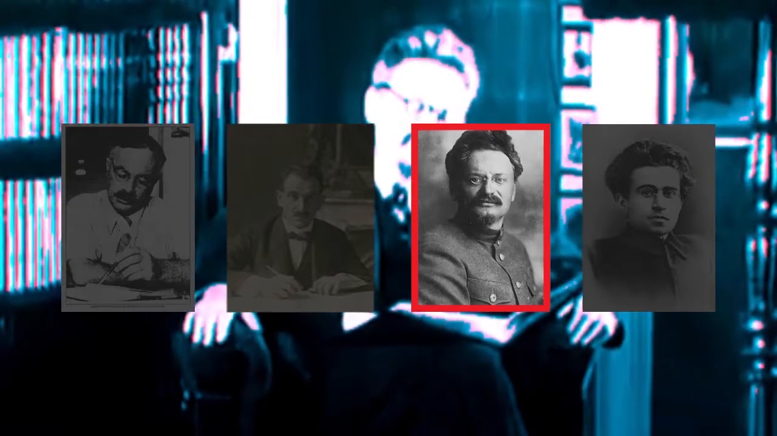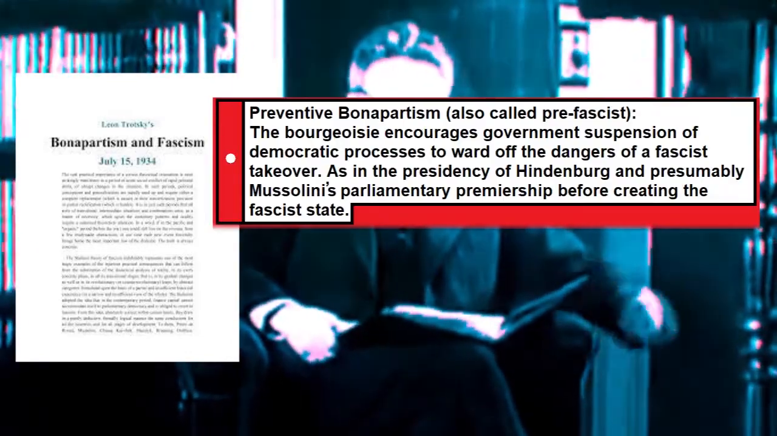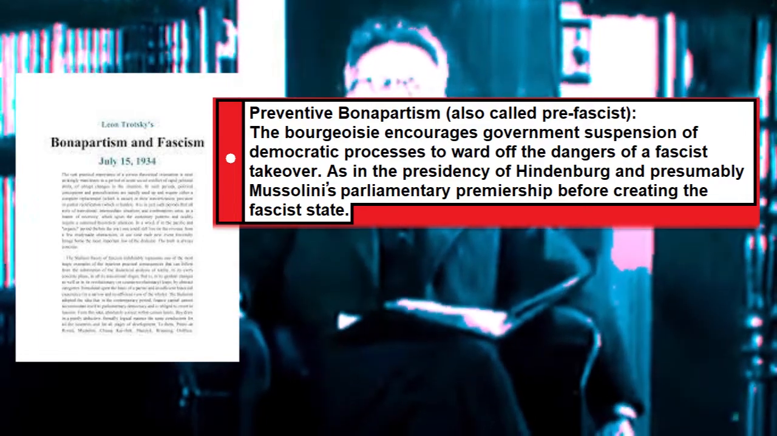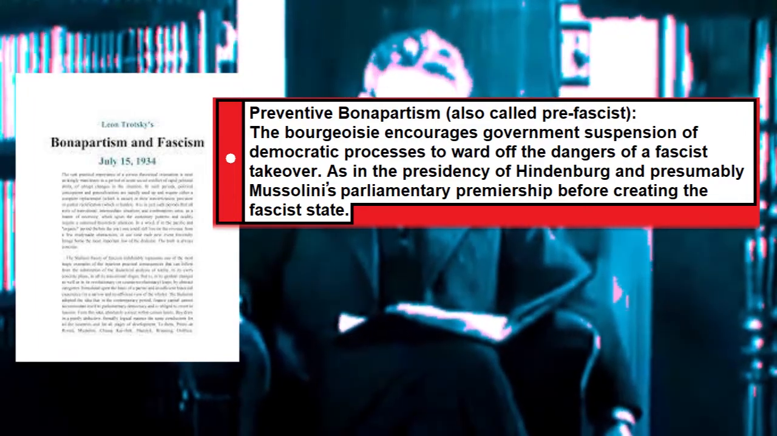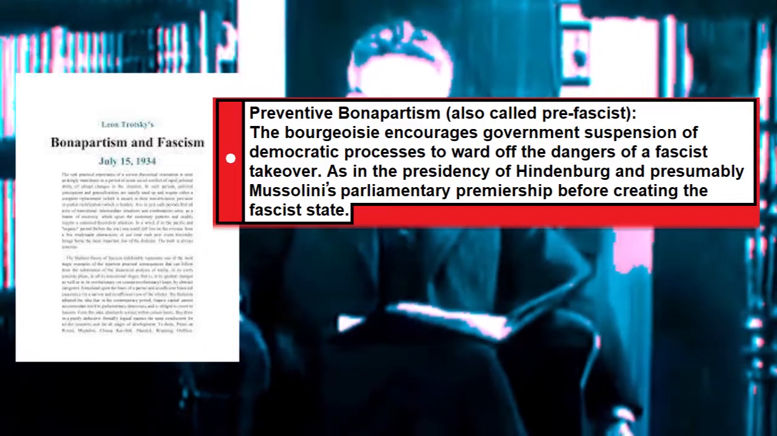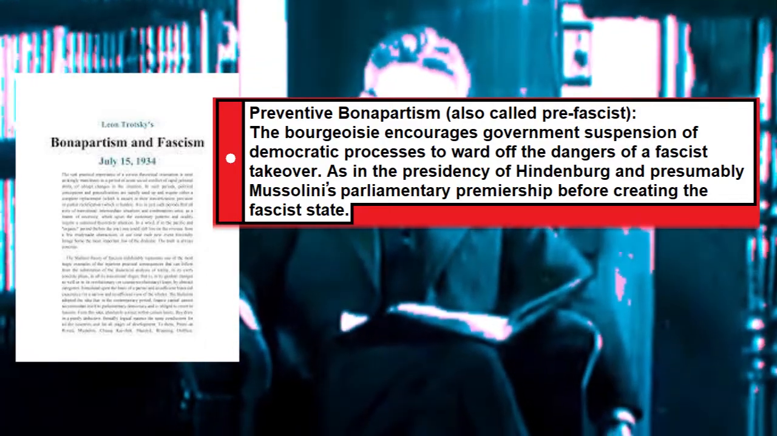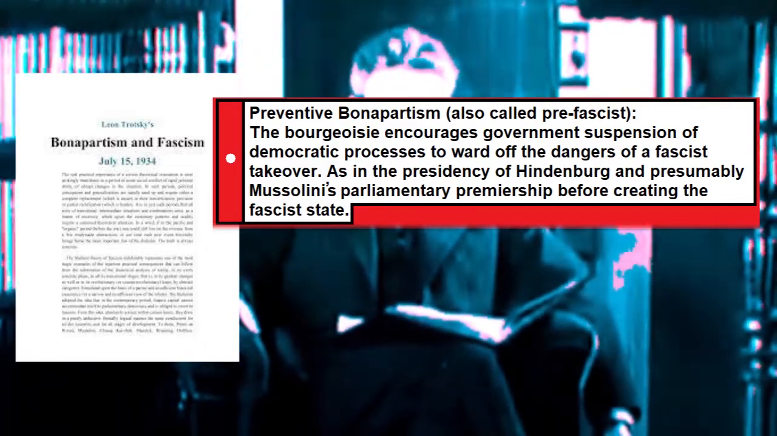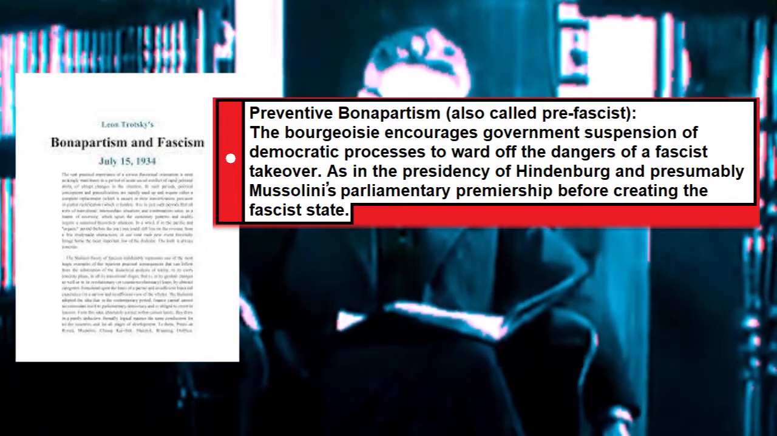Trotsky, who is far more influential than the former two, wrote in his 1934 article Bonapartism and Fascism that there were two forms of Bonapartism. Preventive Bonapartism, also called pre-fascist, where the bourgeois encourages government suspension of democratic processes to ward off the dangers of a fascist takeover, as in the presidency of Hindenburg and presumably Mussolini's parliamentary premiership before creating the fascist state.